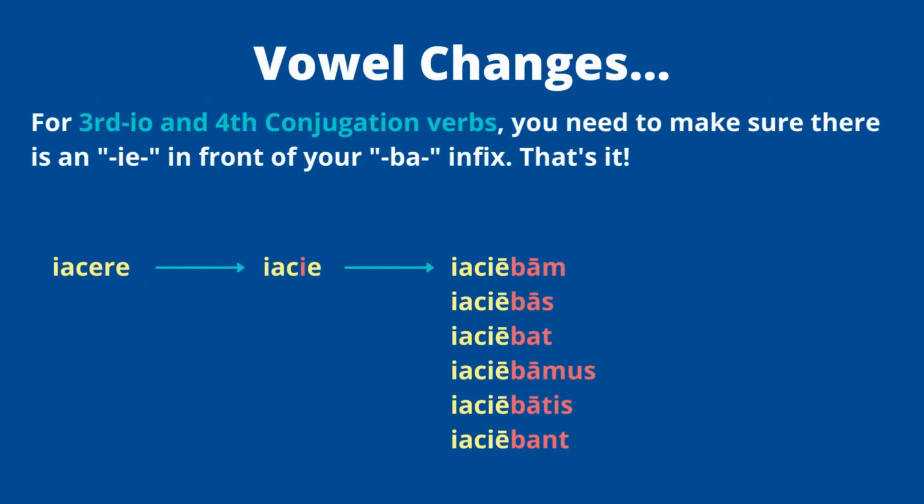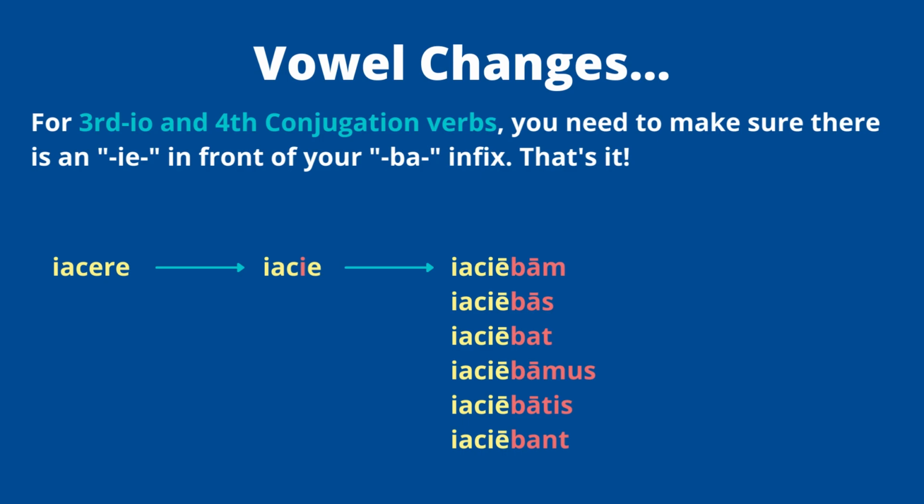For third IO and fourth, okay, so the other two, you have to do a little tweaking, okay? The easiest way to think about it is just make sure that there's an IE in front of your BA. Okay, if you want to be more complicated, if I took iacio, iacere, a third IO verb, my infinitive is iacere. If I drop the RE, I have iace. I'm adding an I in front of it, right? For fourth conjugation, the I would already be there, and I'm adding an E. So to simplify it, instead of getting complicated with a couple different steps, I like to simplify it. When you have a third IO or fourth conjugation verb, just make sure there's an IE in front of your BA. You might be adding an I, you might be adding an E, whatever you got to do, just make sure there is an IE on the end of that present stem.